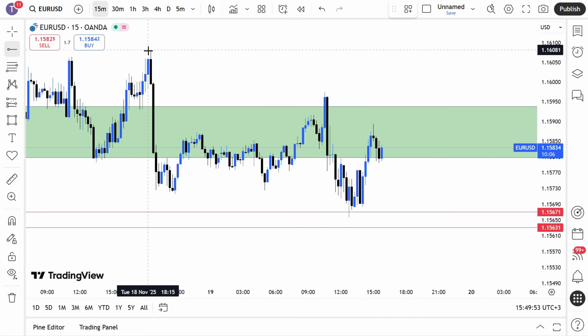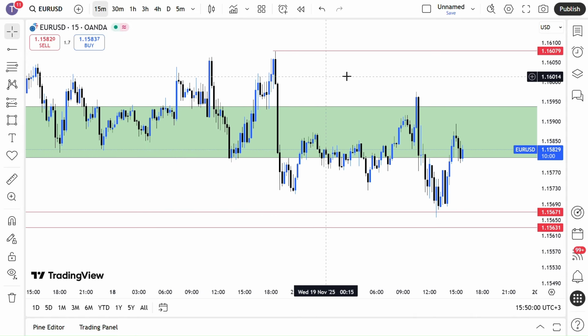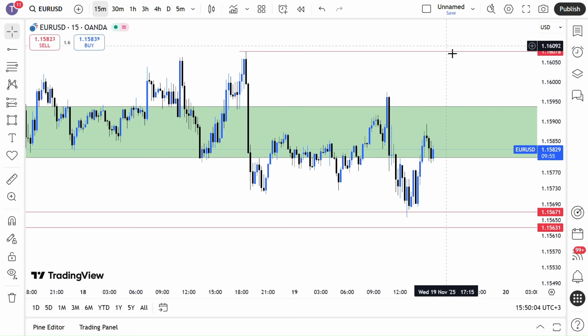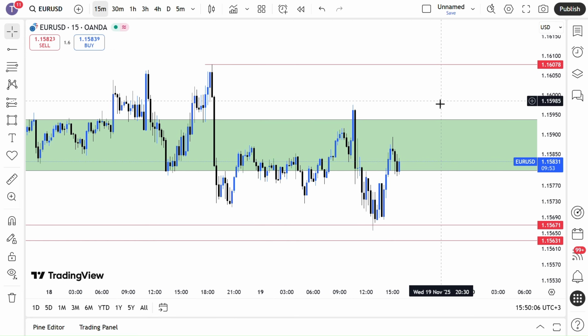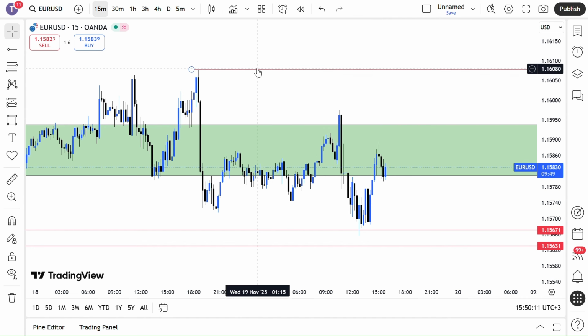Currently, this is the high that I want to see the market clearing out before I take any change of character. So I want to see the market taking out this high before I take any trade to the upside. So we will wait patiently to see if the market will come back into this area, clear this high, and then we will have our change of character.